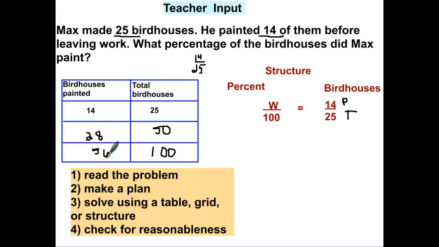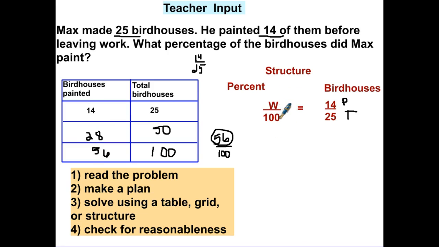You could have also looked at this, and I'm sure some of you made that connection. Why don't you just multiply 25 times 4? 25 times 4 would be 100. You could do that and leave out the step of increasing or doubling. And then 14 times 4 will be 56, and you end up with 56 over 100. What percent of the birdhouses did he paint? He painted 56%.